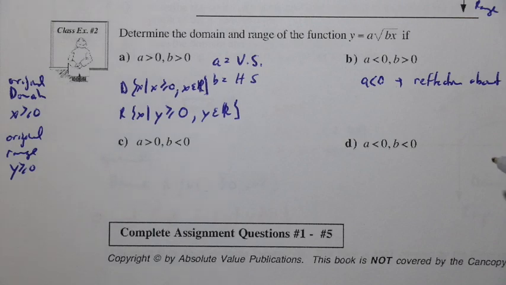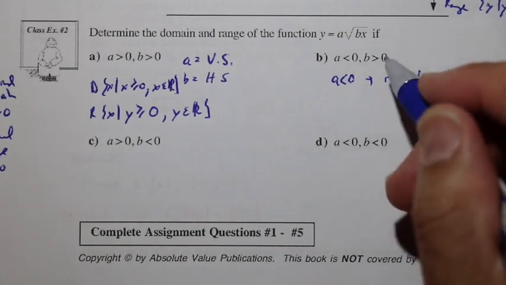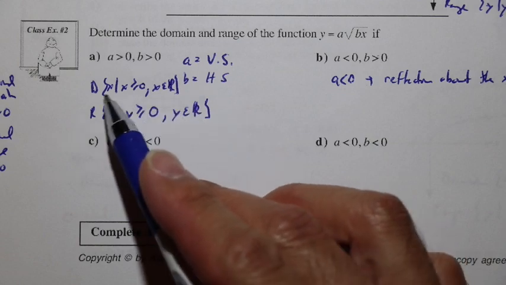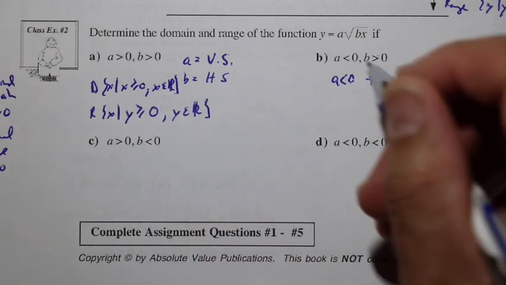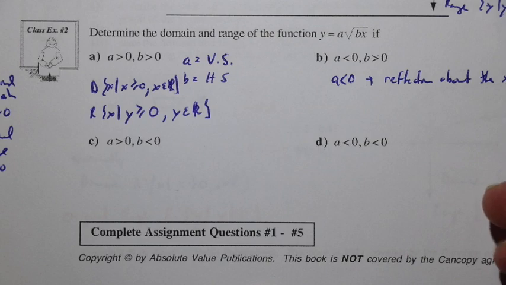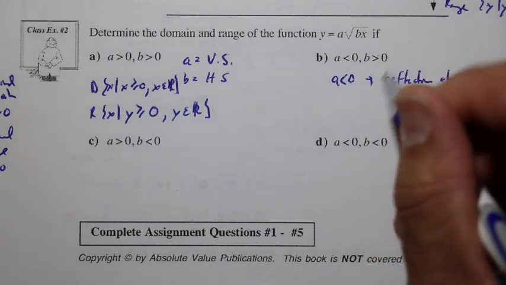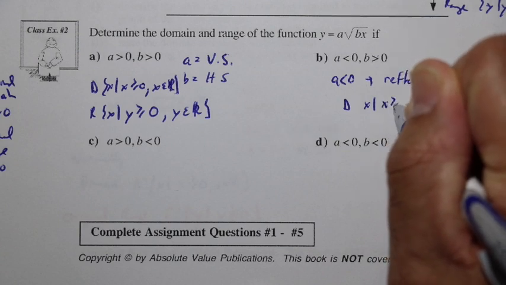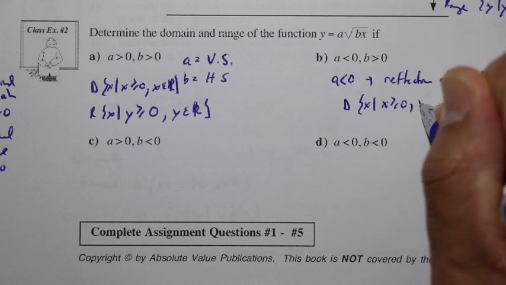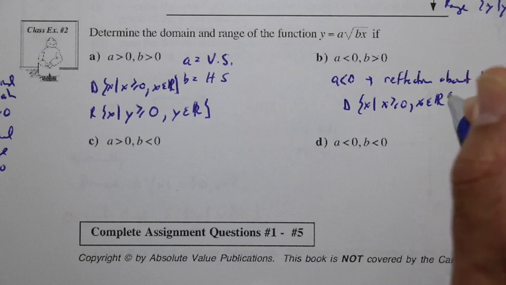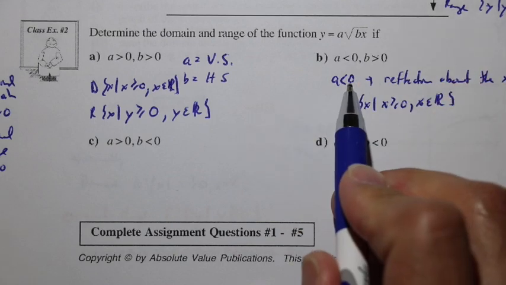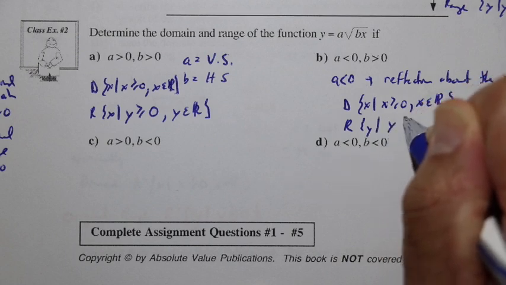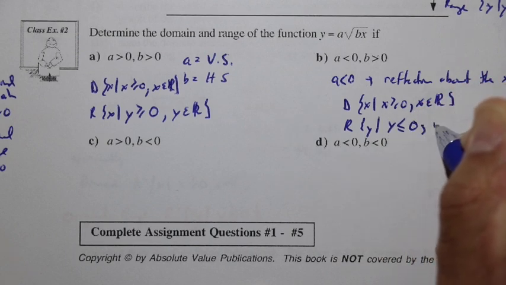So it's flipping down. B is still positive, so it doesn't change the domain here. But A being less than 0 is a reflection about the x-axis. That means it's going to affect the range. So the domain is still x, x is greater than or equal to 0, x being any real number. But the range, because of this reflection down, you get y is less than or equal to 0, with y being any real number.